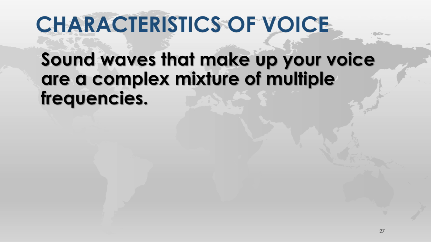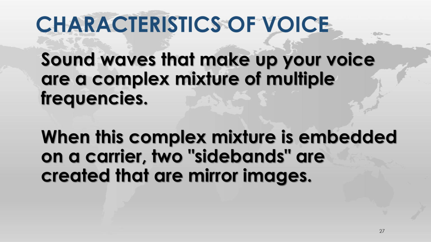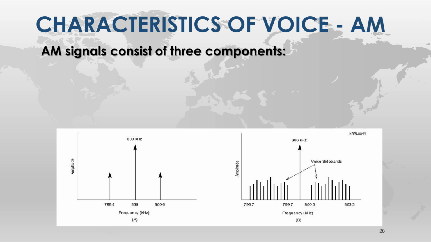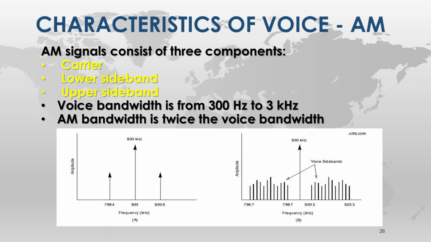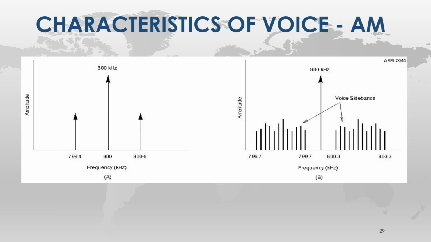Sound waves that make up your voice are a complex mixture of multiple frequencies. This complex mixture is embedded on a carrier. The 2 sidebands are created that are mirror images, these 2 little bumps. And there's a drawing of it. So we have the carrier and sidebands. One upper and lower, or upper and lower. We have the carrier, the lower sideband, and upper sideband. Voice bandwidth is 300 hertz to 3 kilohertz. That's how wide the signal is. And the AM bandwidth is twice the voice bandwidth because you got two sides to it.